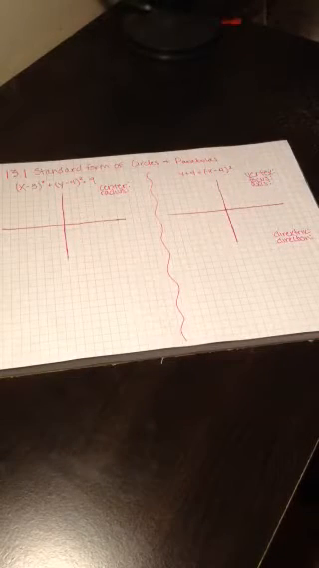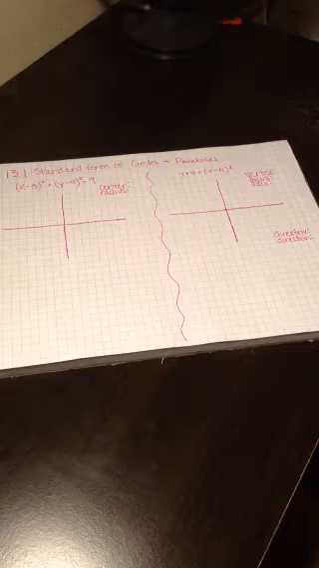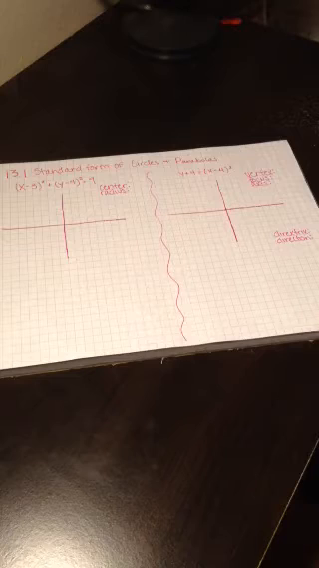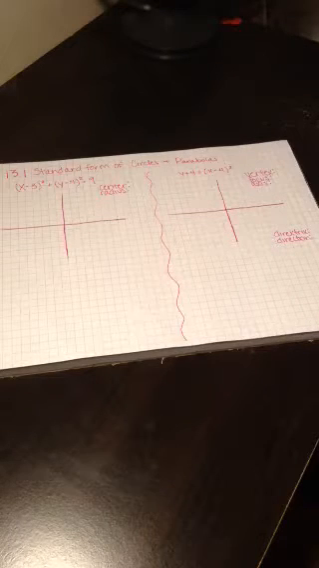This is chapter 13.1, Standard Form of Circles and Parabolas with Sophie. Here we're going to go over the difference between a parabola and a circle formula and how those look on a graph.